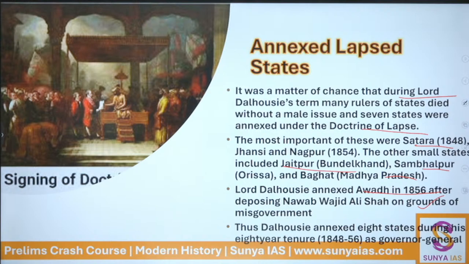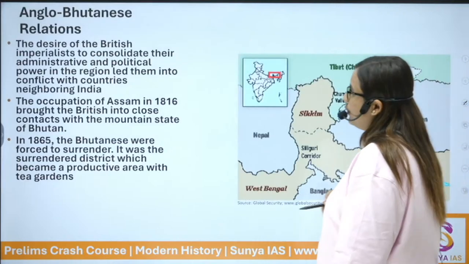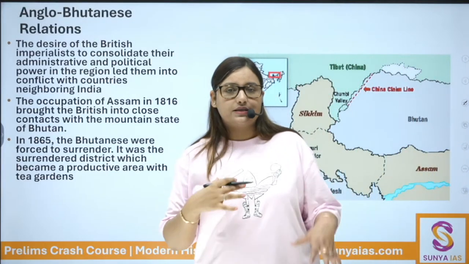So Dalhousie annexed 8 states during the 8-year tenure from 1848 to 56 by doctrine of lapse as a governor general. So this is also something you need to remember. It's a very short point, but this is also important.